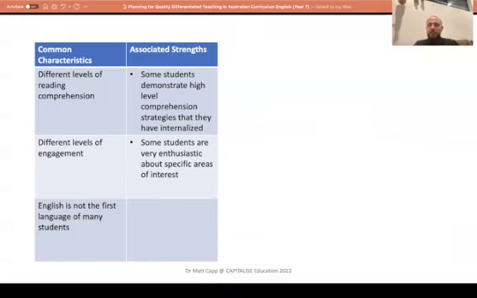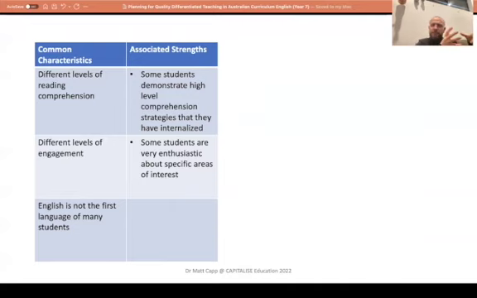So for those kids with different levels of reading comprehension, some students demonstrate really high levels of comprehension strategies that they've internalized. So they've got those lifelong learning skills. In terms of different levels of engagement, some students are really enthusiastic about specific areas of interest. In relation to English as a second language, I couldn't think of any associated strengths, but it's really important to start with those strengths, because if we always focus on the negativity, there's a tendency to spiral into a negative mindset.